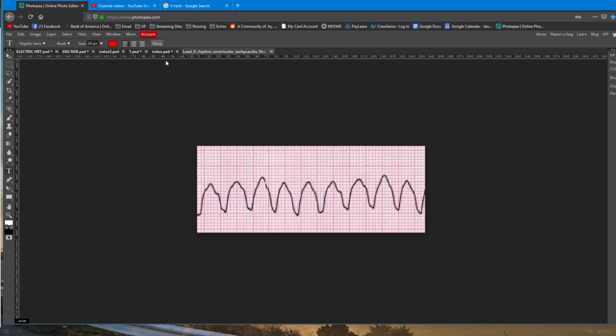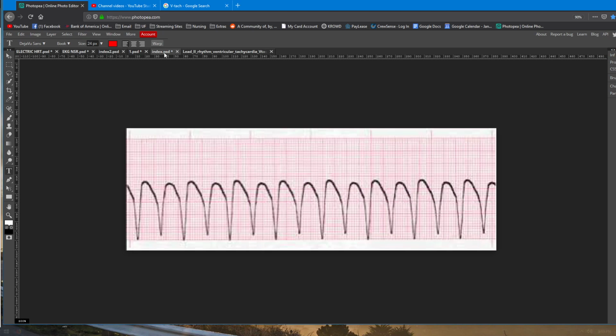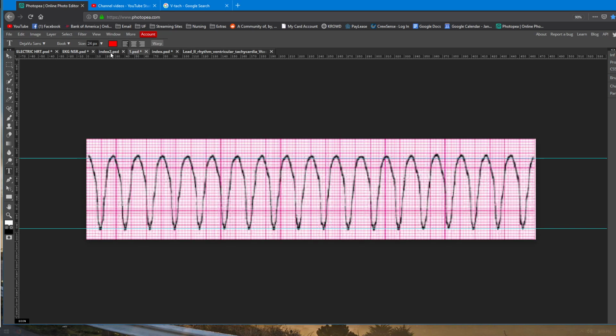But just remember, VTAC with a pulse is going to be cardioverted. VTAC without a pulse is going to be shocked or defibrillated. That's really, really important to know. It's just an insane rhythm. It's very easy to spot. The second you see it, it's so up in front of you.